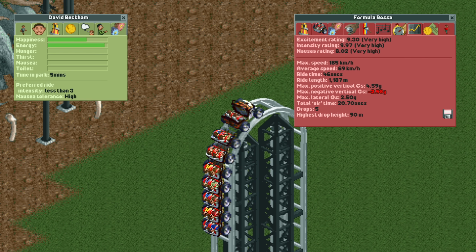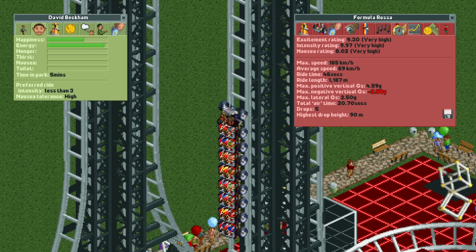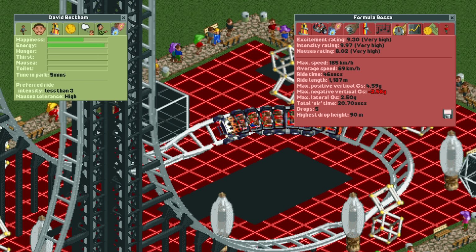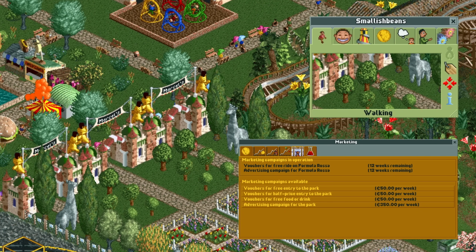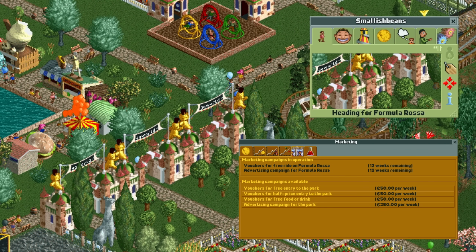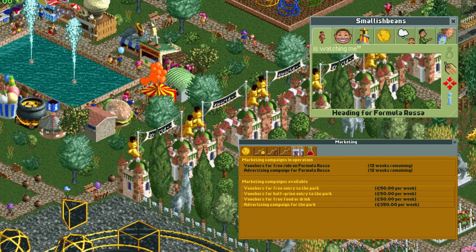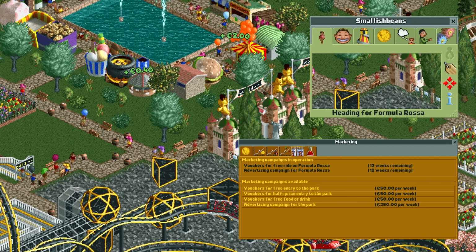This all still doesn't explain how David Beckham was able to ride a super intense ride while preferring rides with less than 3 intensity. I did that by advertising. When you advertise a ride or give coupons for a free ride ticket, guests generated from those ad campaigns will immediately start heading for that ride once they enter the park. This allows them to skip the preference check and only do the check of whether the ride intensity is under 10 once they reach the queue line.